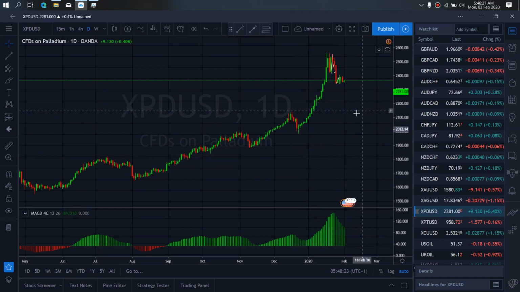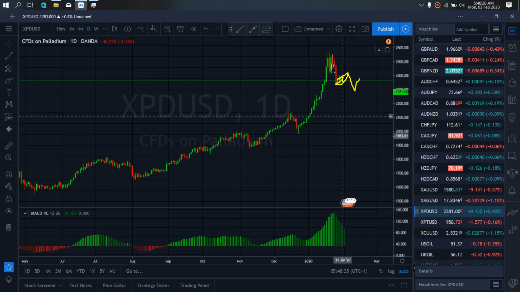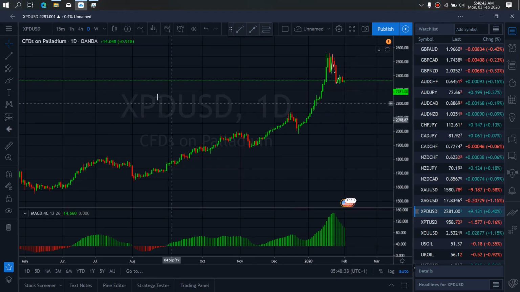On palladium for today and this week, palladium has been on this sideways correction for a while right now. Want to watch them. Once they're through this sideways correction, we expect more drops to come through on palladium to the downside. So we want to watch out for these sales.